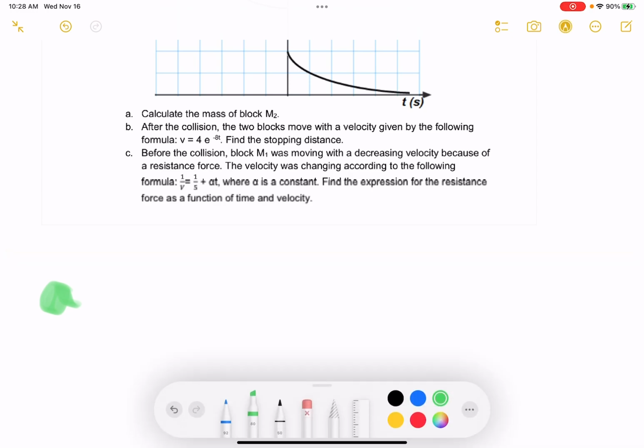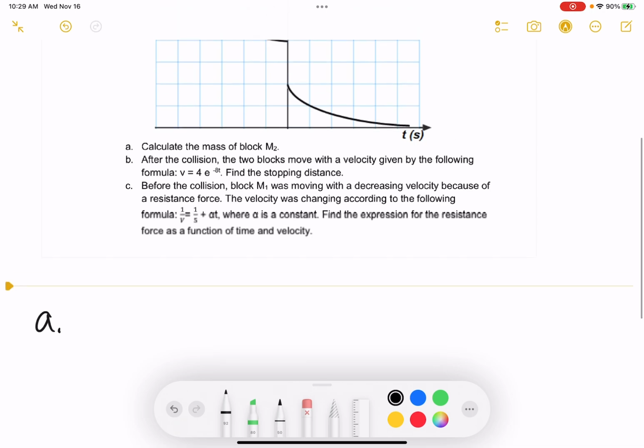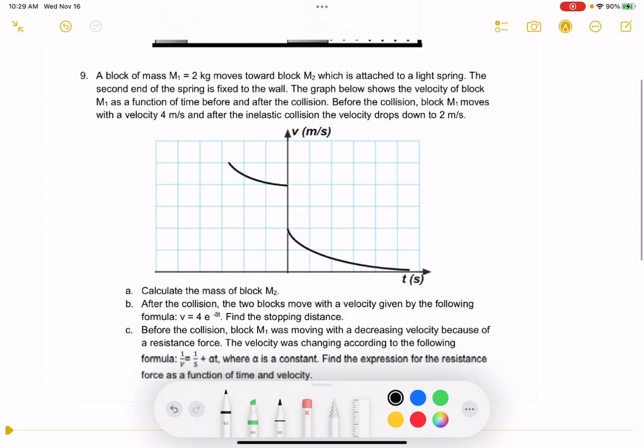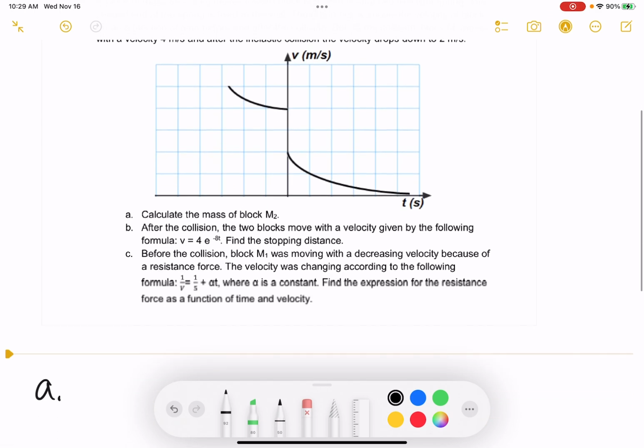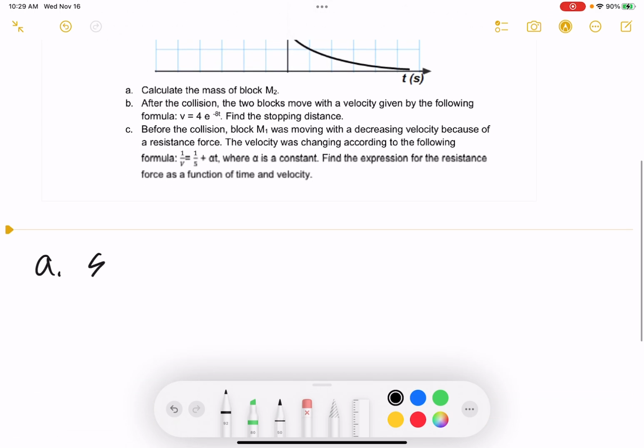Oops. Let me go ahead and change that. Okay, so we're looking at A. Calculate the mass of block m2. They are going to collide inelastically, so let's go ahead and just start with our momentum.